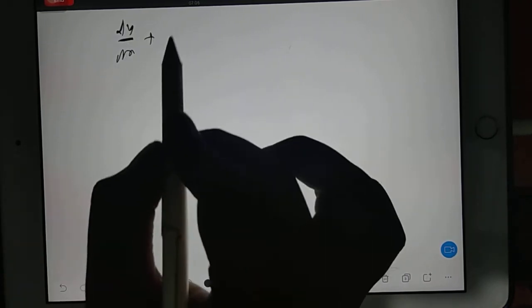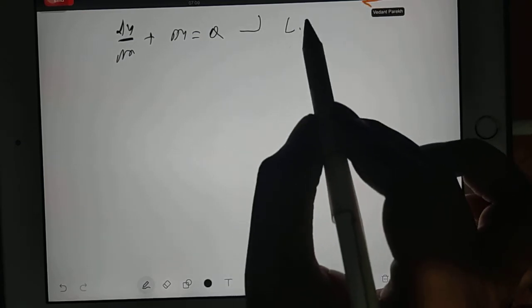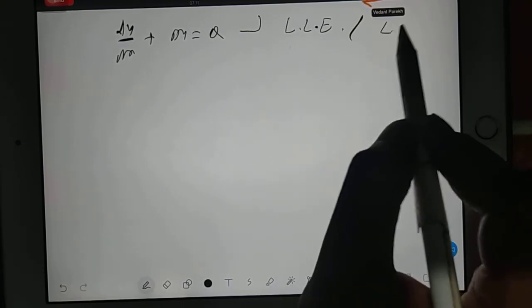See, whenever you have the format dy by dx plus py is equal to q, this format is known as Leibniz linear equation, or you say Leibniz form. Okay, I'll go back, take down.